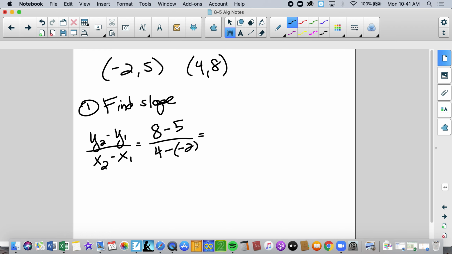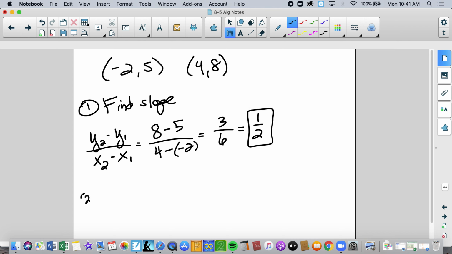Simplify that. 8 minus 5 is 3. 4 minus negative 2 becomes 4 plus 2. 4 plus 2 is 6. We cannot leave that fraction unsimplified. All fractions must be reduced to simplest form. So we found the slope of 1/2.